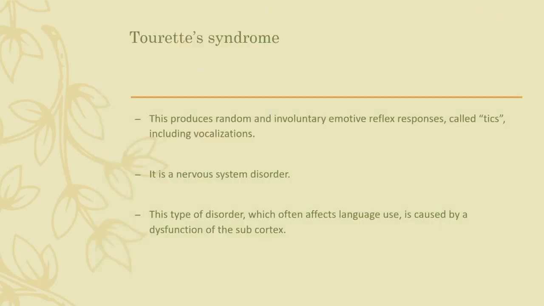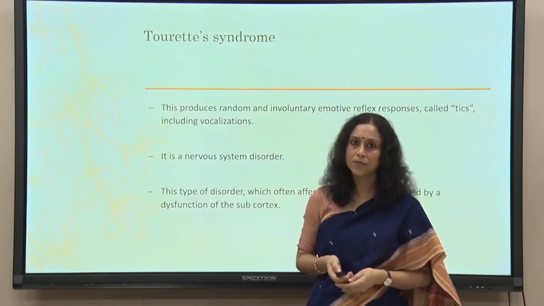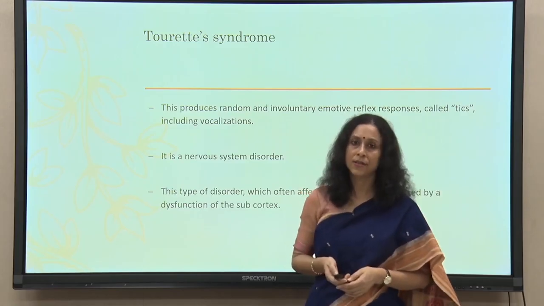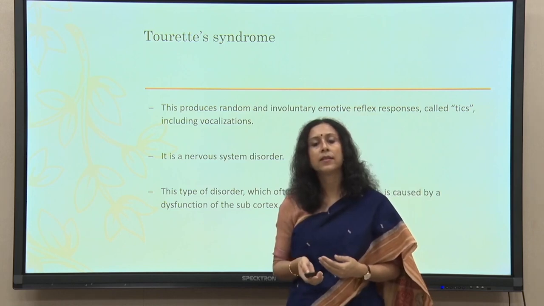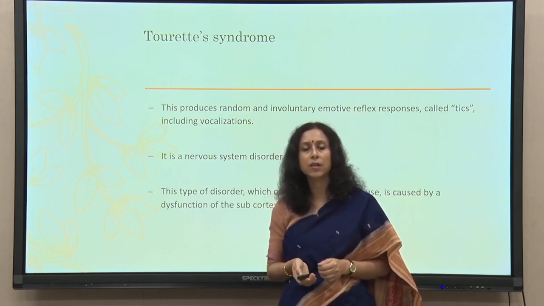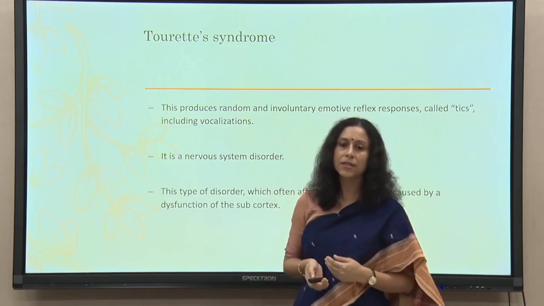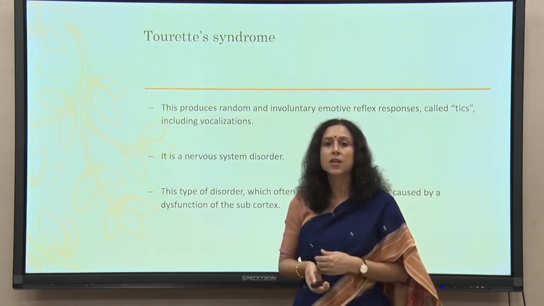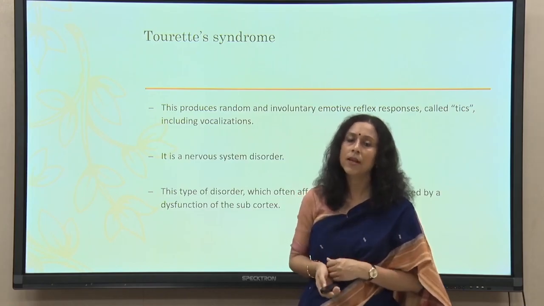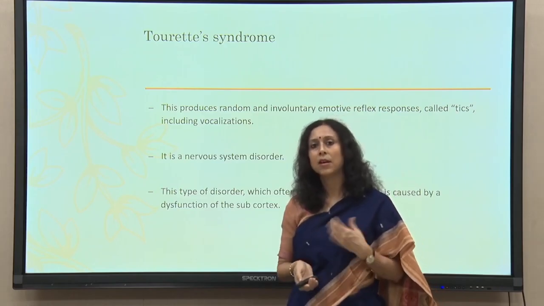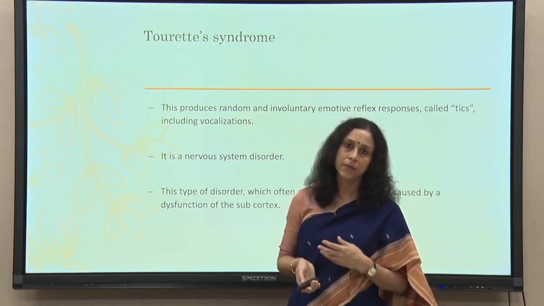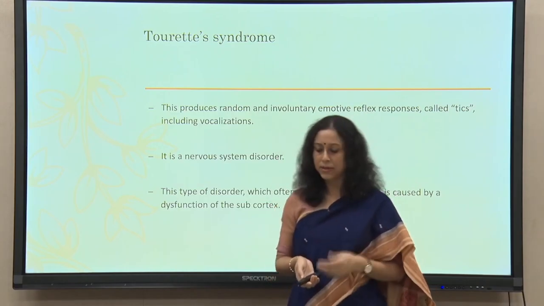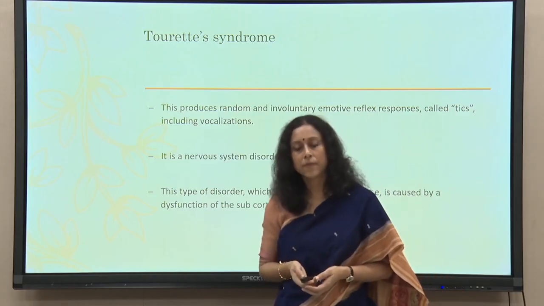There is yet another kind of syndrome related to language that also affects language function in people, which is called Tourette syndrome. Tourette syndrome is a nervous system disorder which also affects language. This syndrome produces random and involuntary reflexes which are called tics. Those tics sometimes may involve involuntarily uttering some sounds, some kind of verbal utterance which is uncontrollable and goes on for some time. It's like an impulse, a random reflex sort of an outcome.